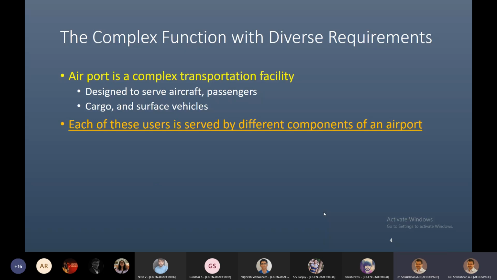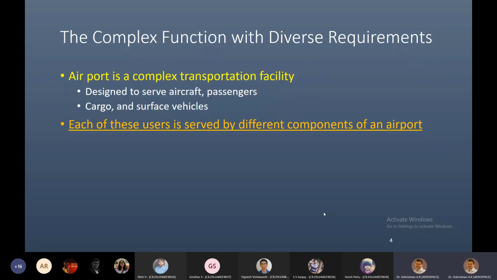Okay, now we move on. This cursory look at the components reflects complex functions with diverse requirements. Though we conveniently put these activities under various heads, we know how complex each of them can be, considering the traffic of aircraft as well as the traffic of passengers, the number of aircraft that every airport has to handle each minute or each hour of its operation. So obviously it's a complex transportation facility.